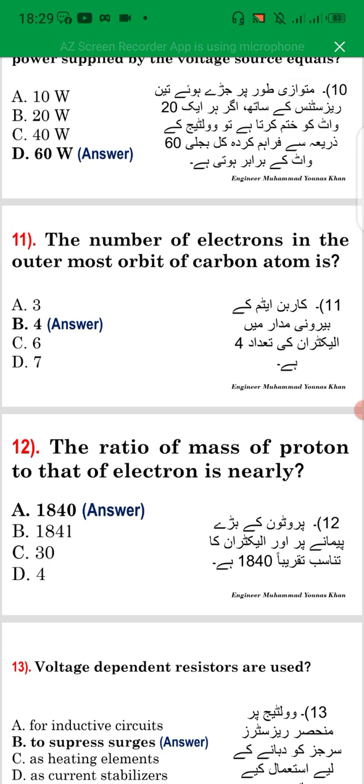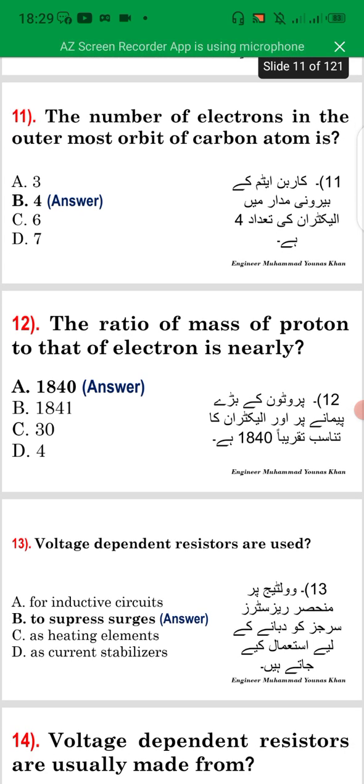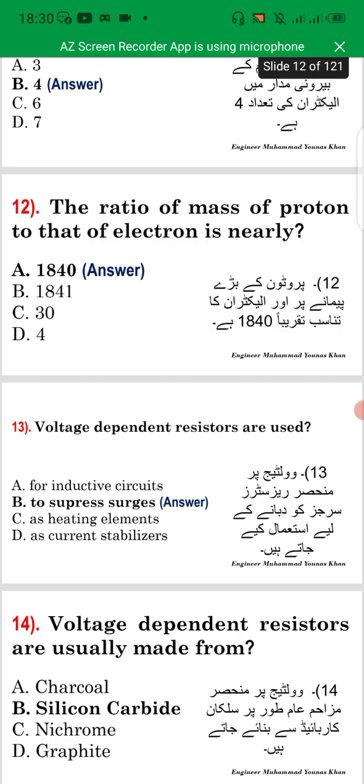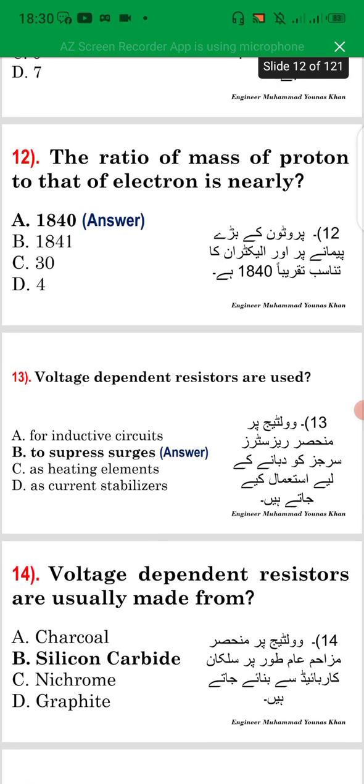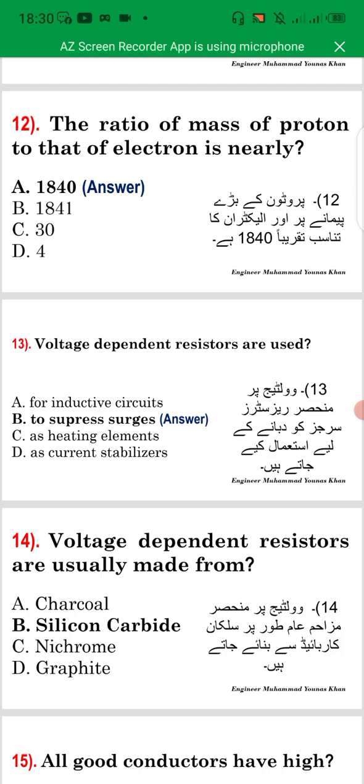The number of electrons in the outermost orbit of carbon atom is 3, 4, 6, 7. Correct answer is 4. The ratio of mass of proton to that of electron is nearly 1840, 1841, 30, 4. So 1840 is the correct answer. Question number 13. Voltage dependent resistors are used for inductive circuits, to suppress surge, as heating elements, as current stabilizers. Correct answer is to suppress surge.